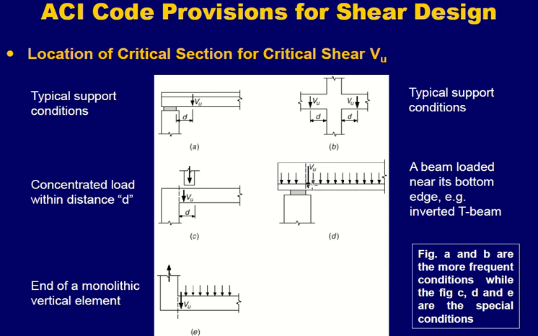So here you have to take it exactly at the face of the support, and the end of a monolithic vertical element. So here also you do not take it at a distance d. So in cases A, B and C, you take it at a distance d or within a distance d, and at D and E you take it at the face of the support. Figures A and B are the more frequent conditions that we use in civil structures, while figures C, D and E are the special conditions.